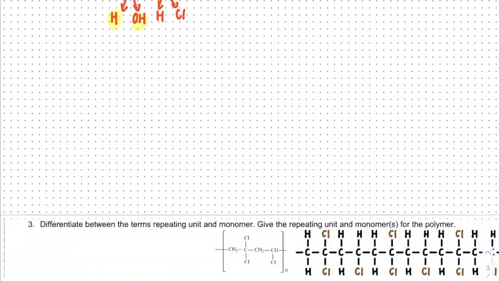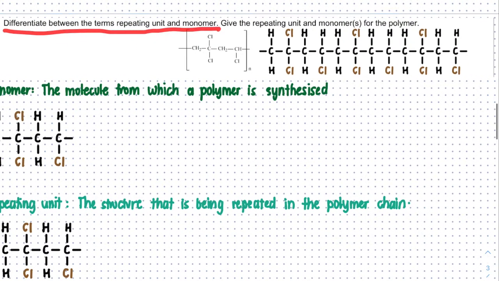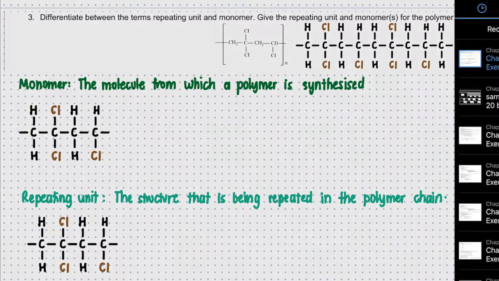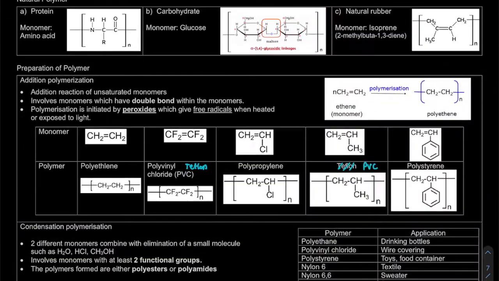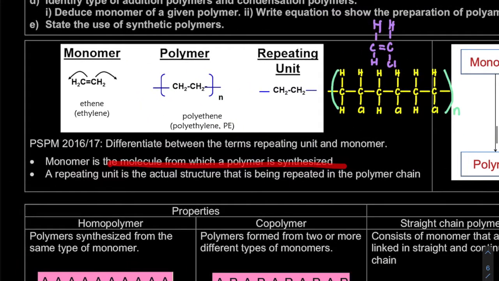Okay, next question. Okay, so here it mentioned that differentiate between the terms repeating unit and monomer. Okay, and then give the repeating unit and monomers for the polymer. Okay, this one is actually I have discussed it in the notes itself. Dekat sini. So, what is the difference between monomer dengan repeating unit? Okay, so monomer is where the molecule from which a polymer is synthesized. Okay, so contohnya dalam kes ni, kita ada ethene kan, CH2CH2. That is our monomer.